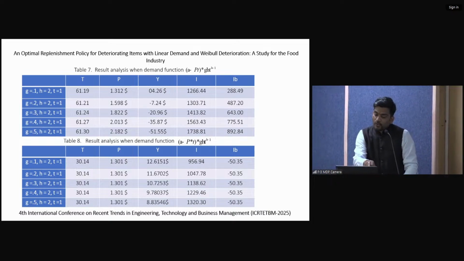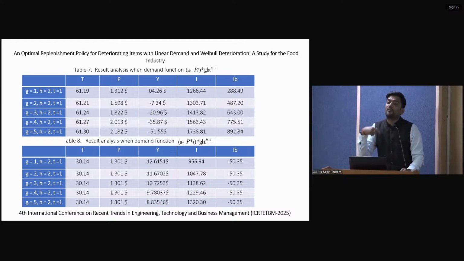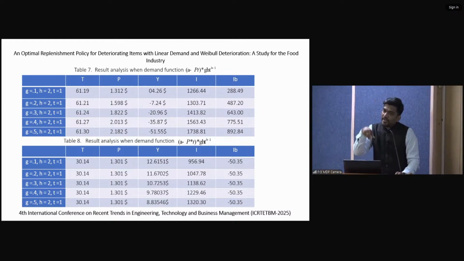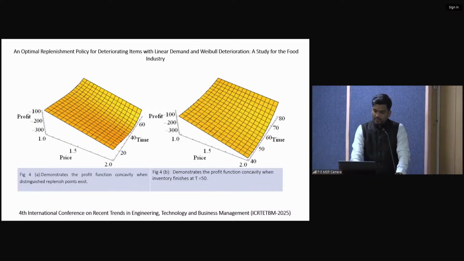Because here the time limit is more and the price is more, in this situation we are not getting profit for a long time, and the product gets worse during our inventory holding cost. Okay, then this is the graph that shows the concavity.